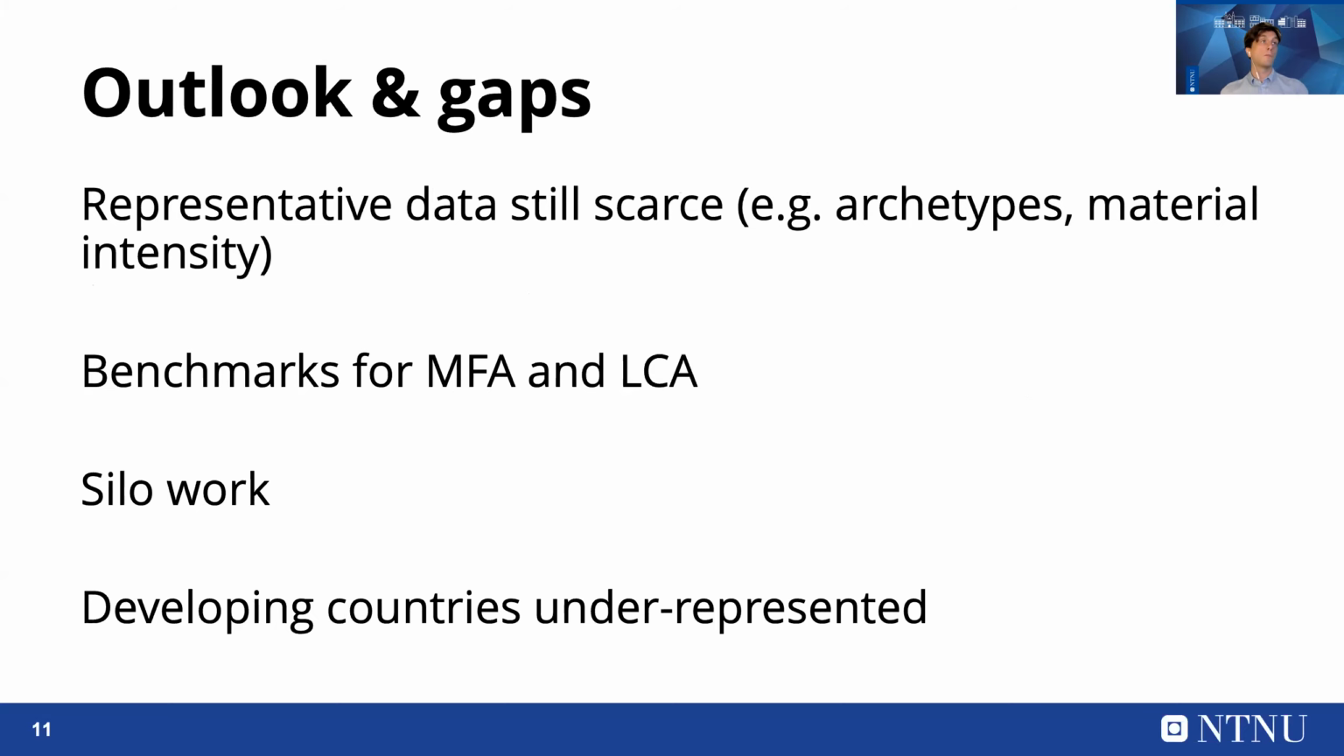So some points we might be discussing now: representative data is still scarce. Looking at MFA and the building sector, we don't have good data for good archetypes, especially in developing countries. Material intensity is still a bit elusive. We need those to have benchmarks for material flow analysis. For MFA and LCA, the discussion between Esther and Dominic just earlier showed that a little bit. There is still a lot of silo work going on, and I think harmonizing these processes could really help. And as I said before, in the developing countries, we still have very little data currently.